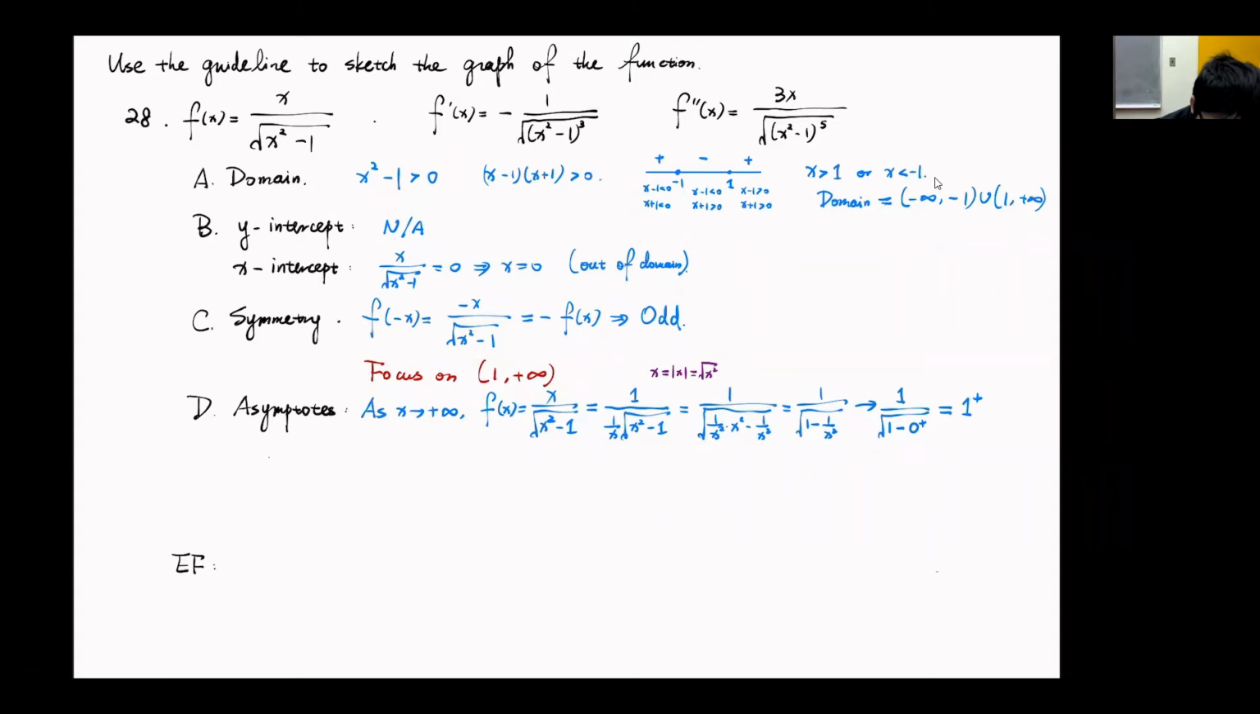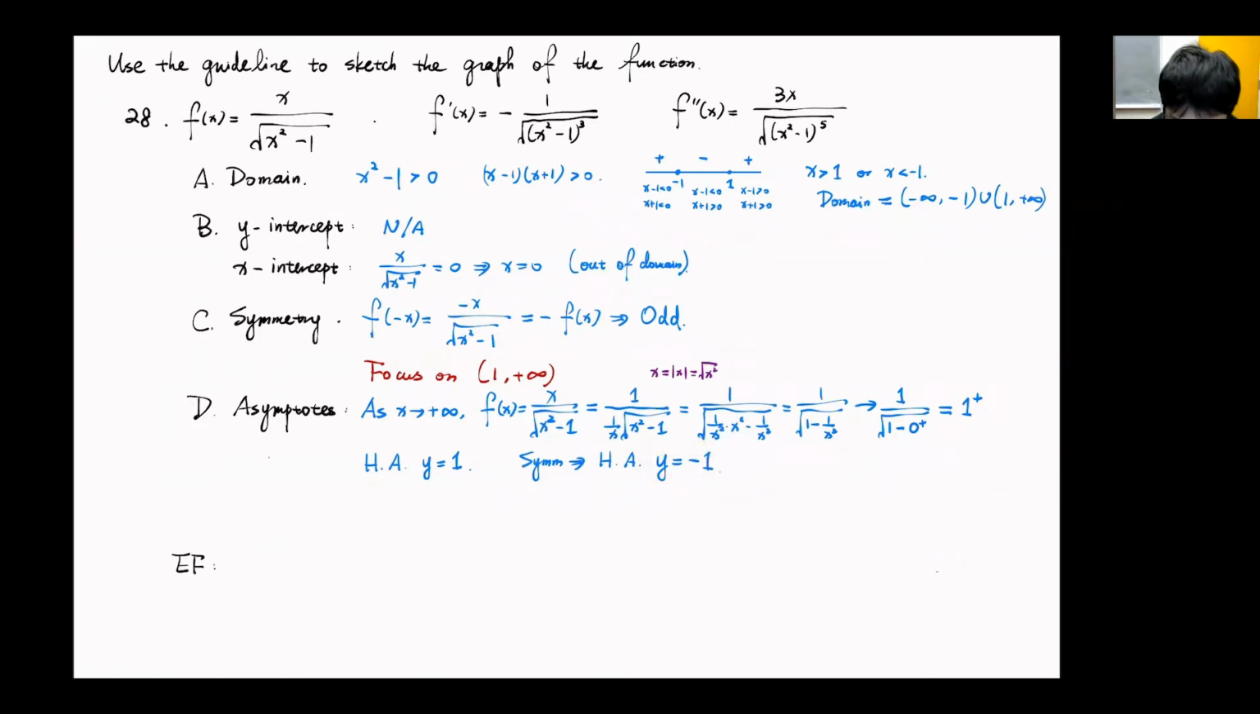All right, so this way I know that there is a horizontal asymptote at y equals 1. And moreover, by symmetry, there is also another horizontal asymptote at y equals -1. This will be clear when you try to rotate the graph 180 degrees about the origin. So that will be clear there.